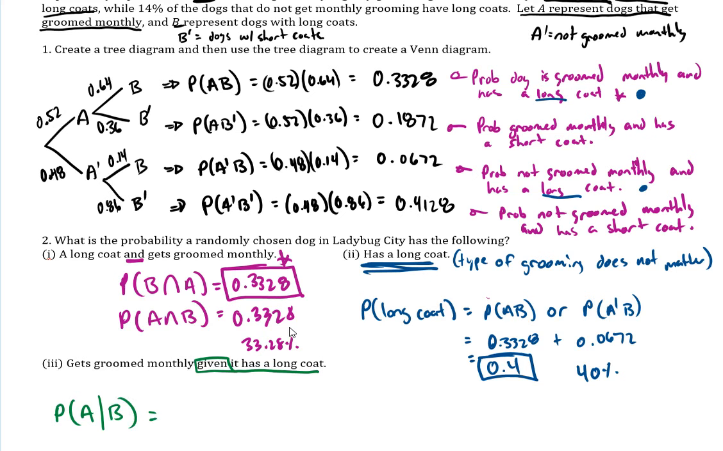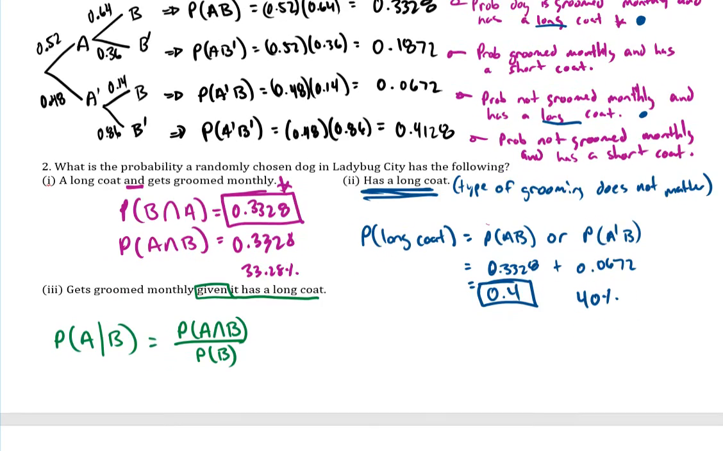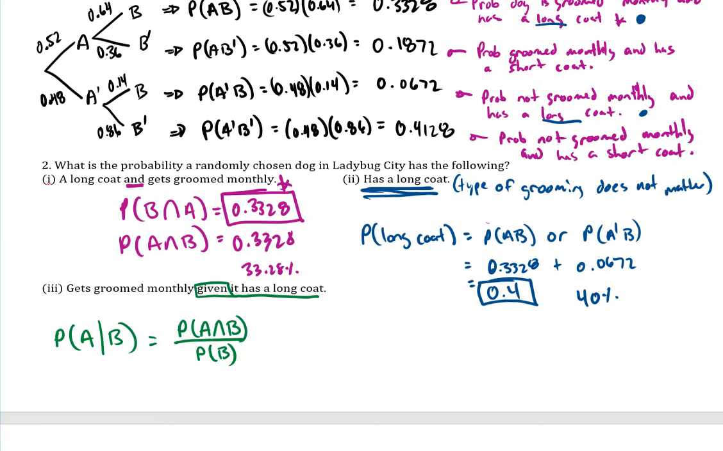The formula for this given scenario is the probability of A and B over the probability of just the second letter that's involved in the first given statement. Okay, so the probability of B goes down below. This is the probability that the dog has a long coat. We just found that. That is right here. Probability of B is the 0.4. I'm just squiggling it to double show it. And so that's where that can go.